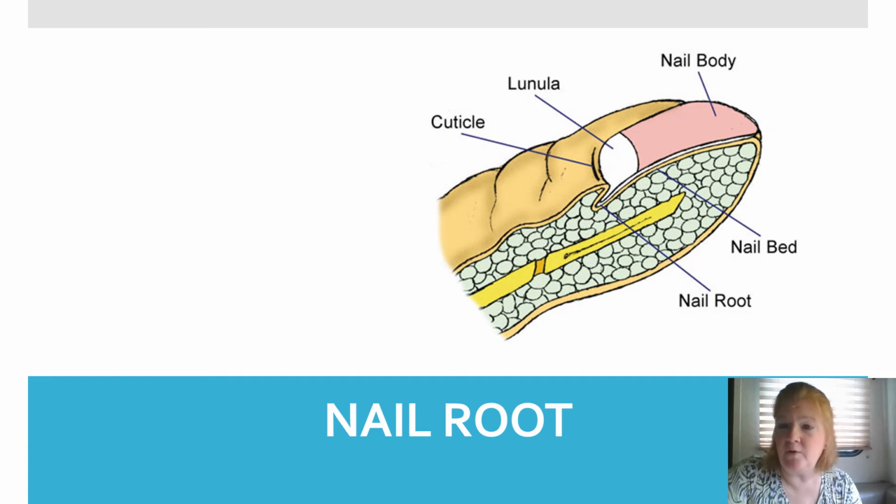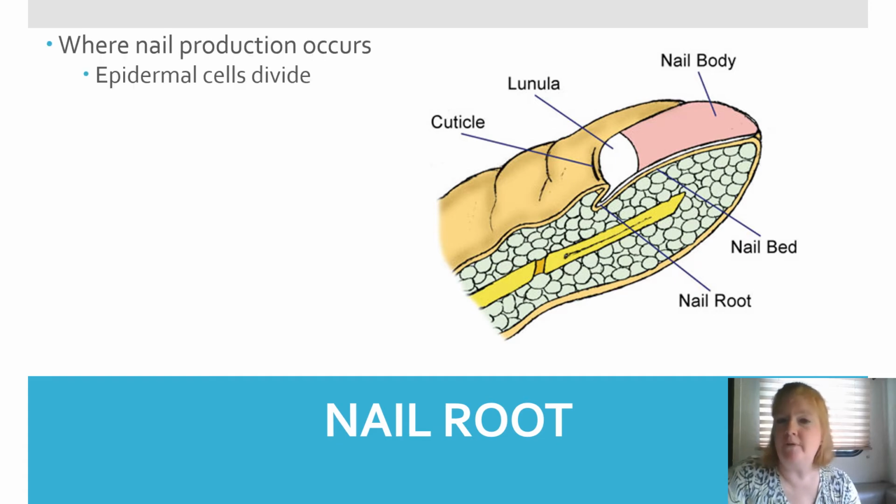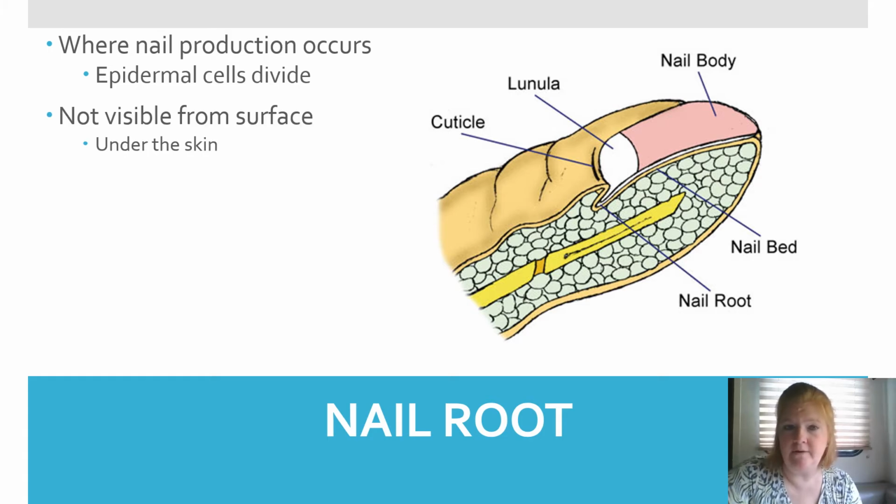What about the nail root? Well, that's where the nail production occurs. That's where the epidermal cells divide and actually produce the nail. It's not visible from the surface. It's hidden underneath.